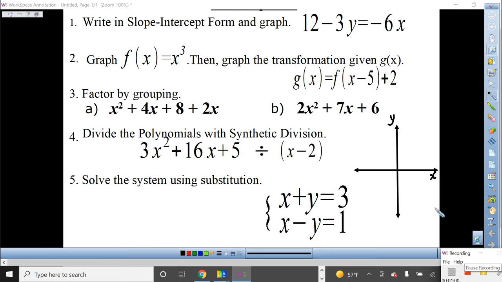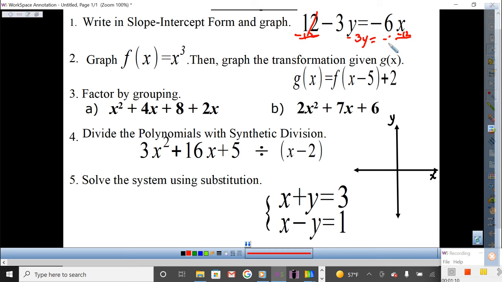All right, so here we go. Number one, it says write in slope-intercept form, which means we need to solve for y, yes? Does this seem familiar? Okay, good. So then minus 12, minus 12, we end up with negative 3y equals negative 6x minus 12. So far, so good, yes?